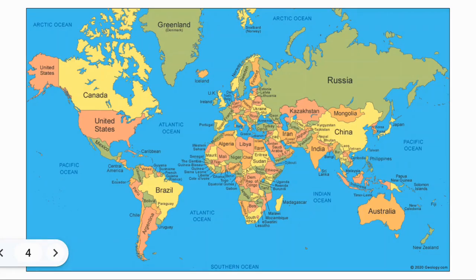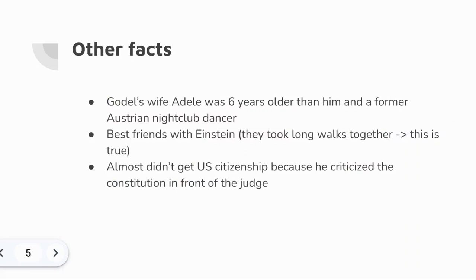And here's a world map. And with this, we're gonna track how he escaped Austria and got to the United States, where he'd live in Princeton, New Jersey for the rest of his life. He took the Trans-Soviet Railway from Germany across Russia to Japan. And then in Japan in 1940, he took a boat from Yokohama to San Francisco, crossing the whole Pacific. And then he crossed the United States to get to Princeton instead of just going across the Atlantic Ocean.